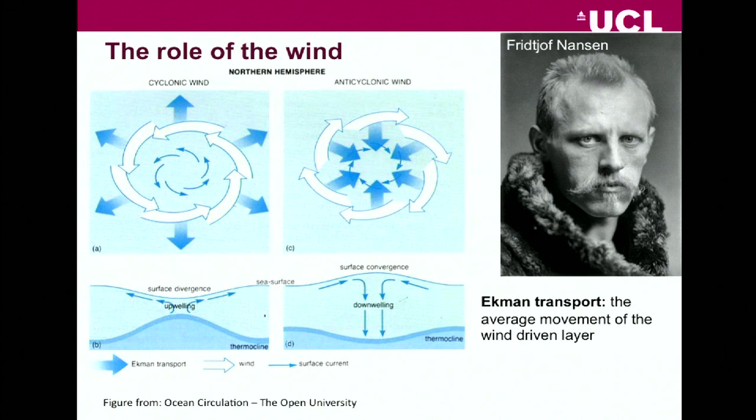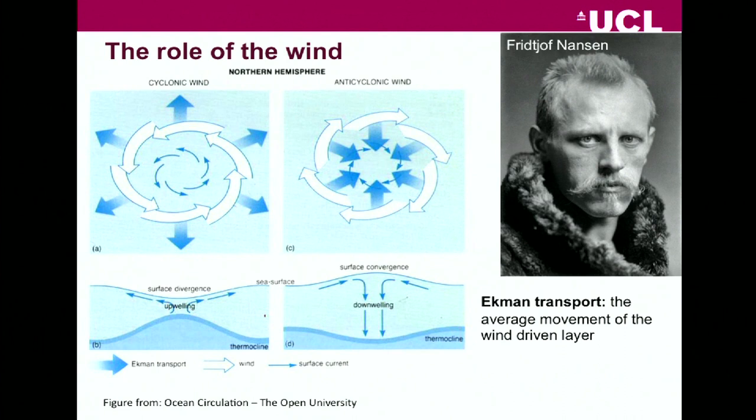Now, this diagram here shows you what happens when the wind blows on the ocean. So the thick white arrows, that's the wind. The thick blue arrows describe the average movement of the wind-driven layer, and the thin blue arrows show the direction of the surface current. Now, you might notice when you're looking at this figure, the direction of the wind-driven layer, the way the water is moving, is at right angles to the way that the wind's blowing.